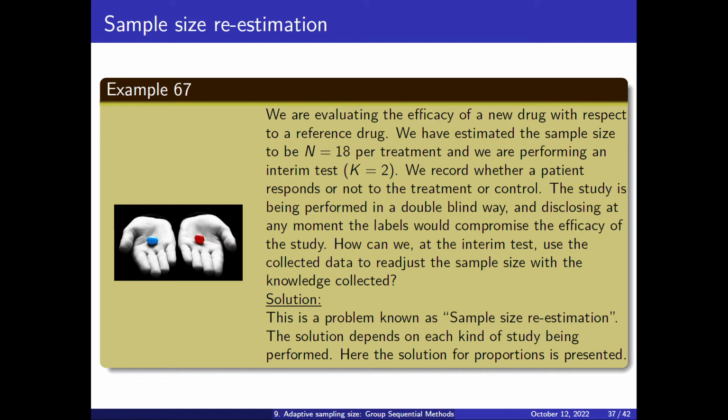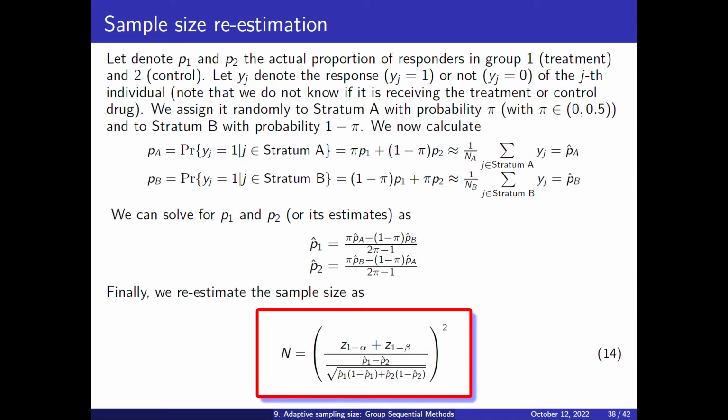Okay, so this is called the sample size re-estimation problem, and the solution depends on each kind of study being performed, but here is the solution for proportions. Let me note P1 and P2, the proportion of responders in group 1, that is the treatment, and group 2, that is the control, and Yj will be the response, that is 1 or 0.